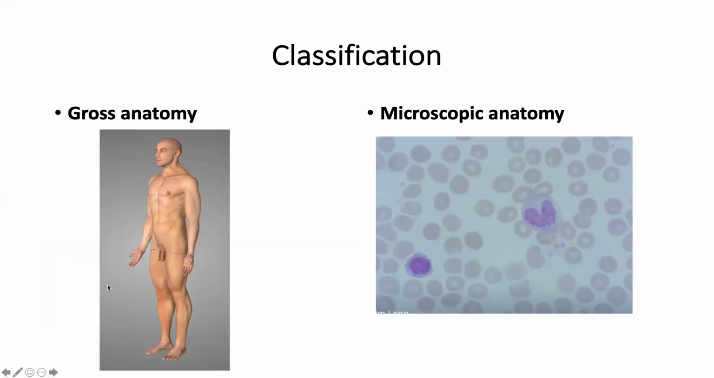So this is gross anatomy: you see everything with your naked eye. If we study this human body, it will be gross anatomy. And if we are using the microscope, we will see microscopic anatomy.